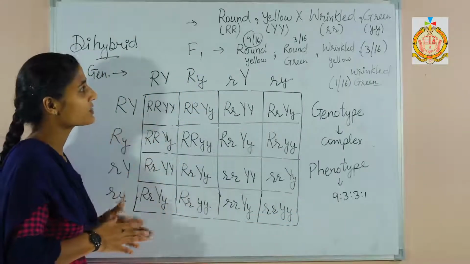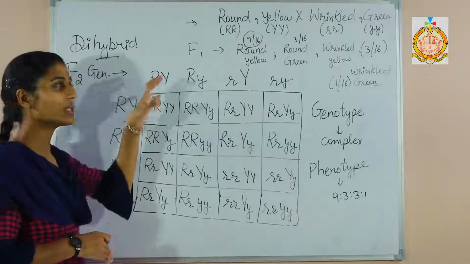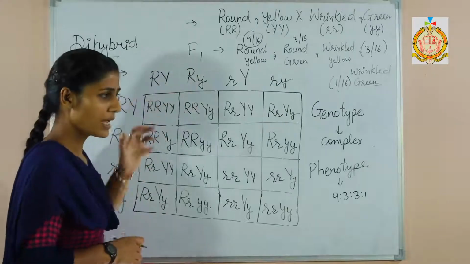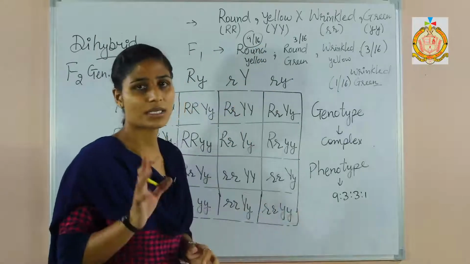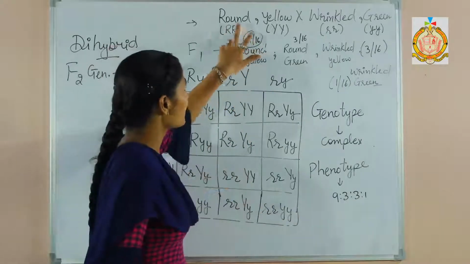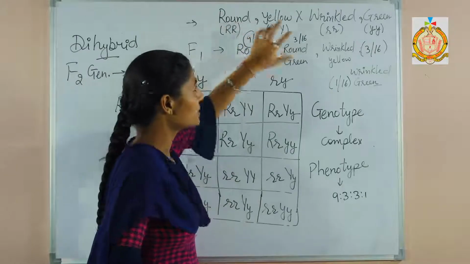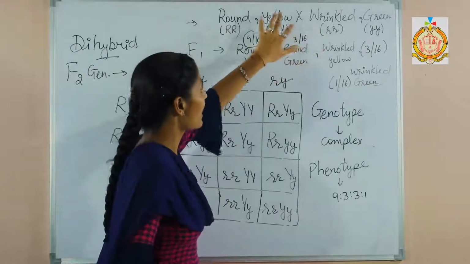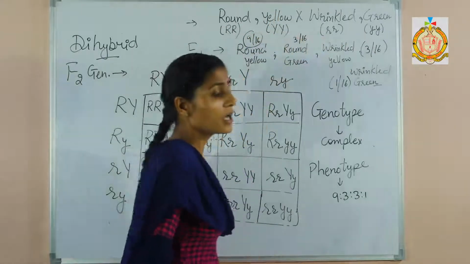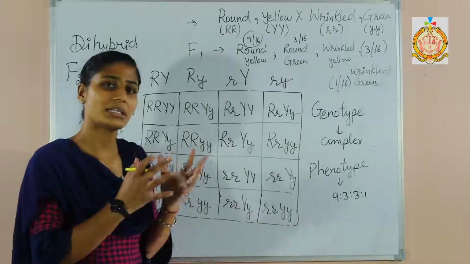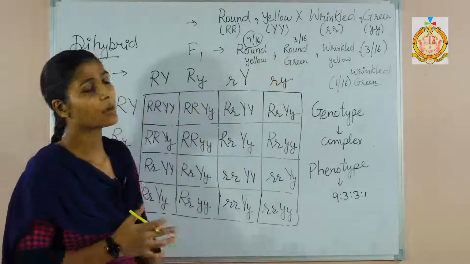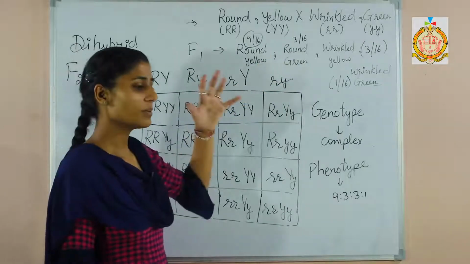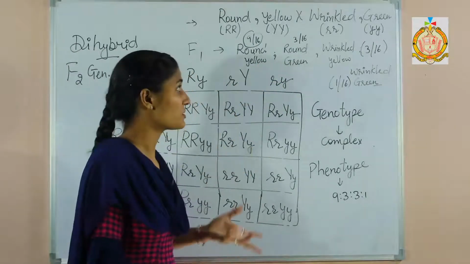Dihybrid ratio. In the last video I also told you that we have to show the F1 generation and F2 generation. In the dihybrid ratio we discuss two characters of the same plant. Here we discuss the round and wrinkled plant, and the yellow and green plant. These are the types of variations in the pea plant. We are discussing the pea plant only.